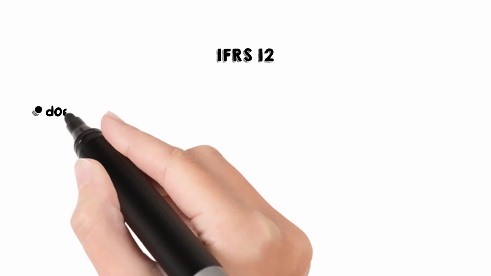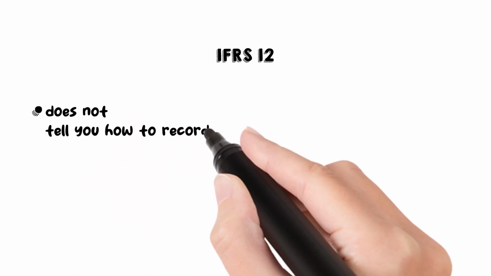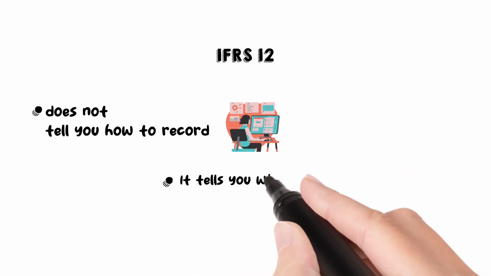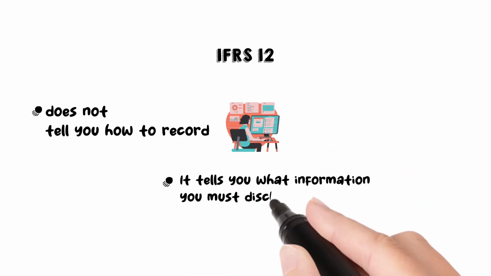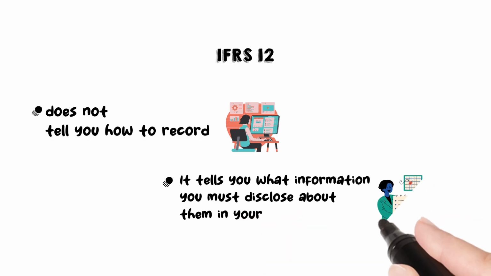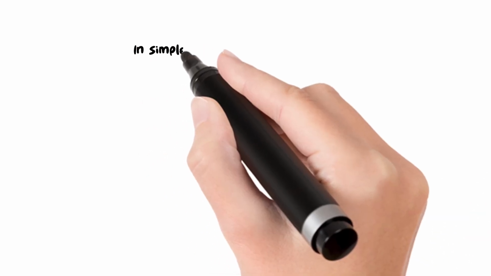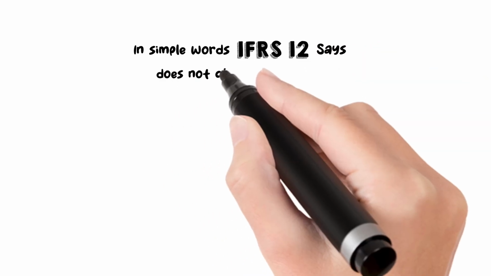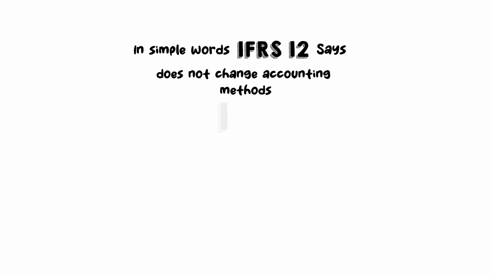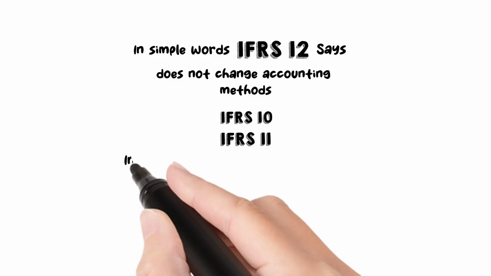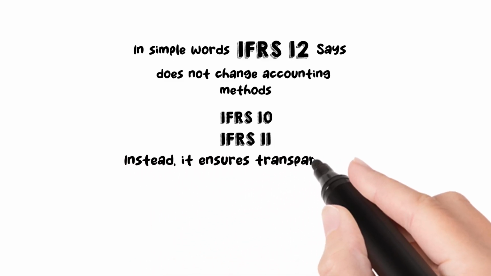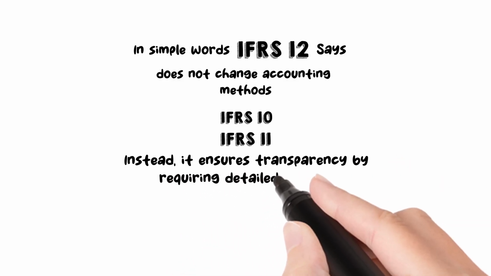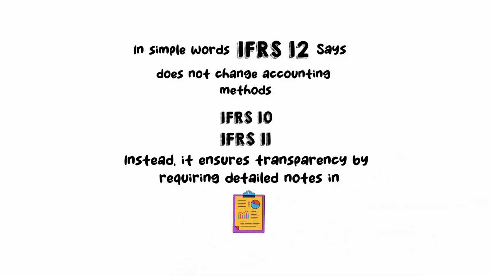IFRS 12 does not tell you how to record investments. It tells you what information you must disclose about them in your financial statements. In simple words, IFRS 12 does not change accounting methods like IFRS 10 and IFRS 11. Instead, it ensures transparency by requiring detailed notes in financial statements.